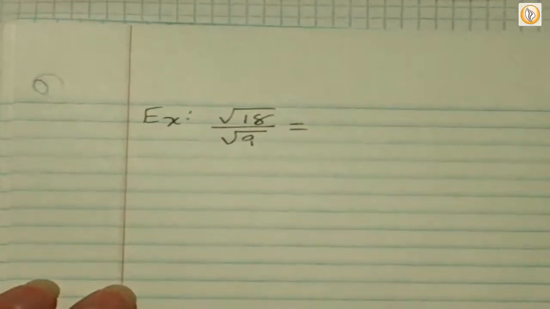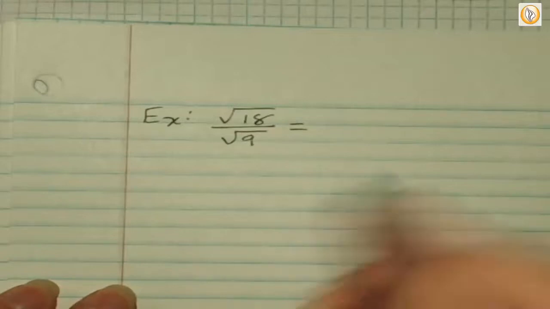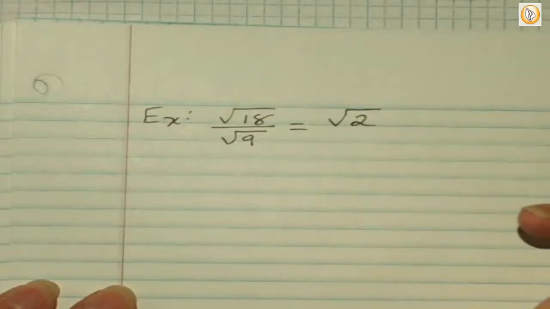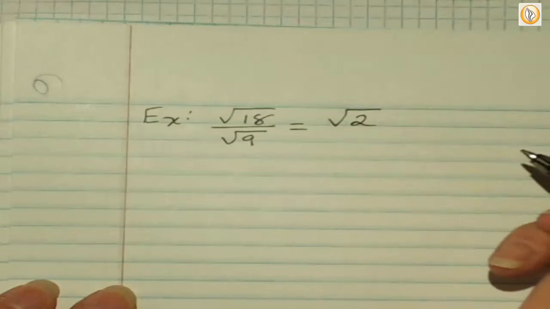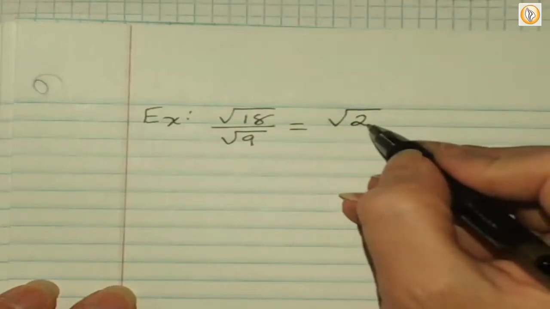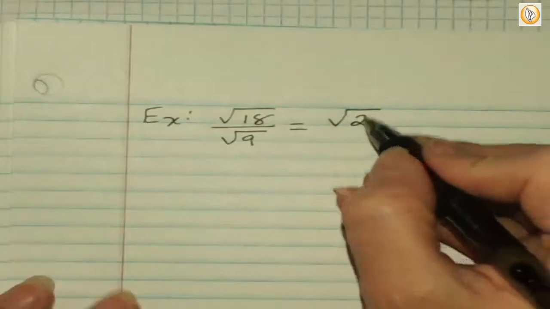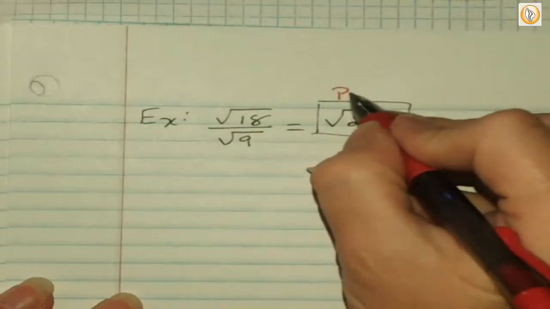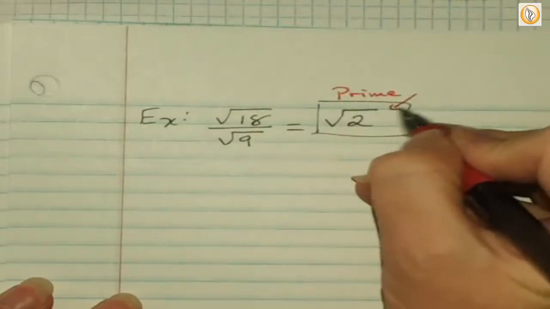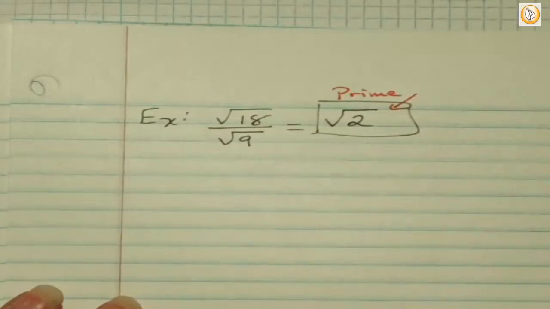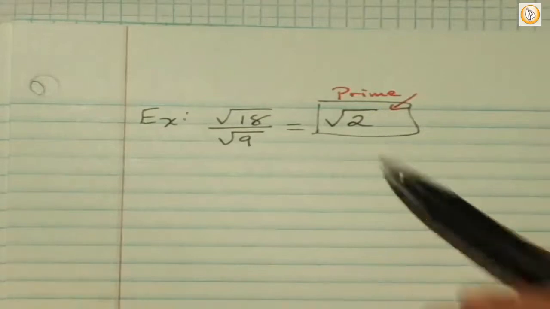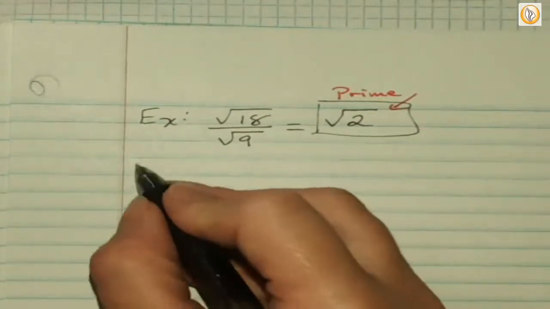Joseph. 18 can be divided by 9. How many times? 2. So then you get the square root of 2, right? Is this a perfect square? No. Can we simplify this? No. It's prime, correct? Yes. So then that's your answer. If it's prime and it cannot be simplified, you just leave it. If it's not a perfect square, if it can't be simplified, then you just leave it. Any questions?